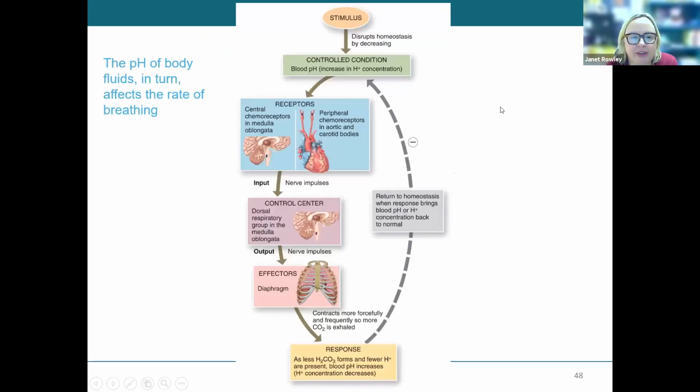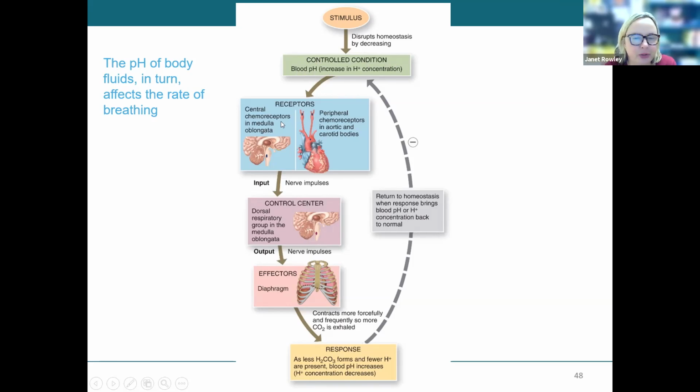This is the negative feedback system for exhaling carbon dioxide. It shows that the pH of our body fluid actually affects how quickly we breathe and how deep we breathe. So say there is some condition that causes the pH to decrease. So we're getting too acidic.